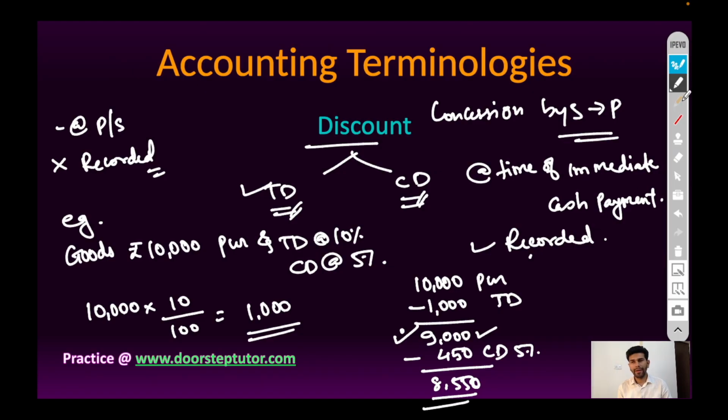So we can see that trade discount is calculated but not recorded, and cash discount is calculated after deducting trade discount and it is recorded in books of accounts.